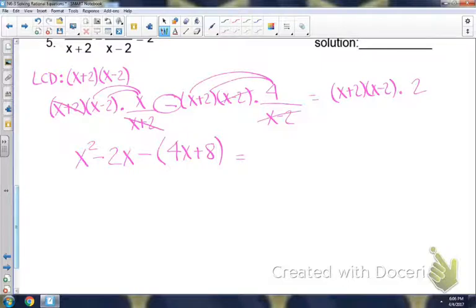Notice here, nothing cancels. So I'm going to go ahead and multiply these two using FOIL. x squared. Notice the 2 and negative 2 is going to add to 0, so that middle term will cancel. And then we'll get negative 4 when we multiply them. So I multiply those two binomials. Now I'll have to distribute the 2. So that's going to give me 2x squared minus 8. Okay, so I'm going to go ahead and distribute this subtraction.